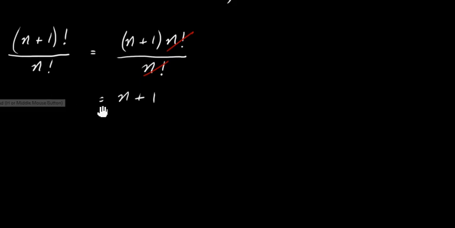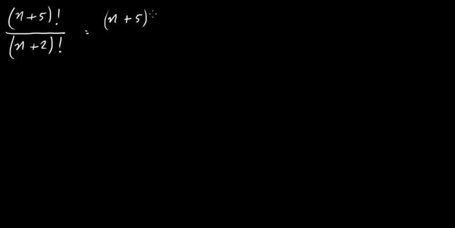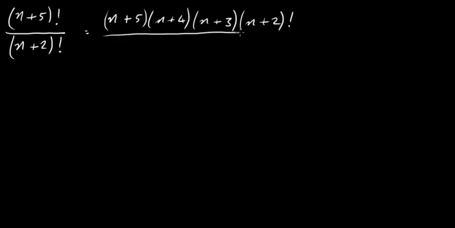Okay, let's have a look at another one. Let's take n plus 5 factorial, and let's divide that by n plus 2 factorial. Well, we can see the larger numbers here on the top, so let's go down as far as n plus 2 factorial. So n plus 5 factorial is n plus 5 times n plus 4 times n plus 3 times n plus 2 factorial, all divided by n plus 2 factorial.